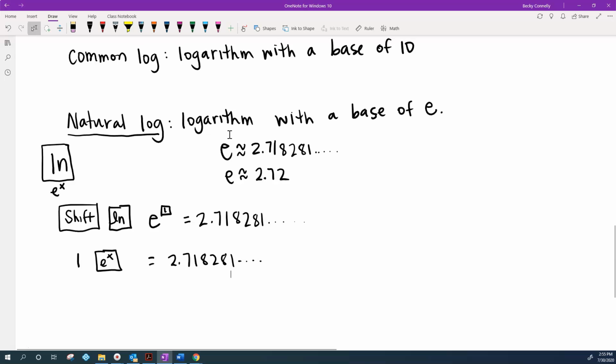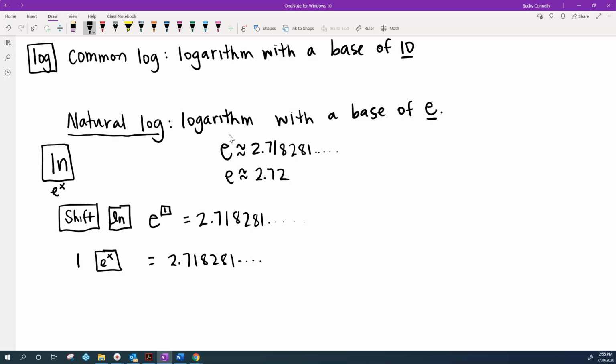Okay, so that's the natural log. The common log button is just the LOG button, but the natural log button is that LN button. So know which one they want you to use. And remember, you're going to get different answers, because one has a base of 10 and one has a base of e, which is close to 3 but not quite 3. So it has a different base.